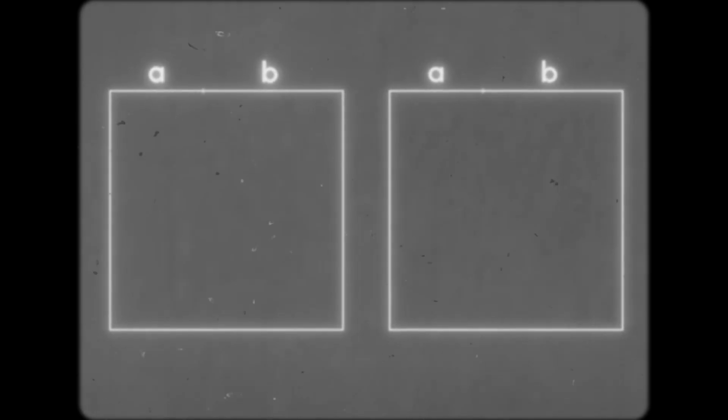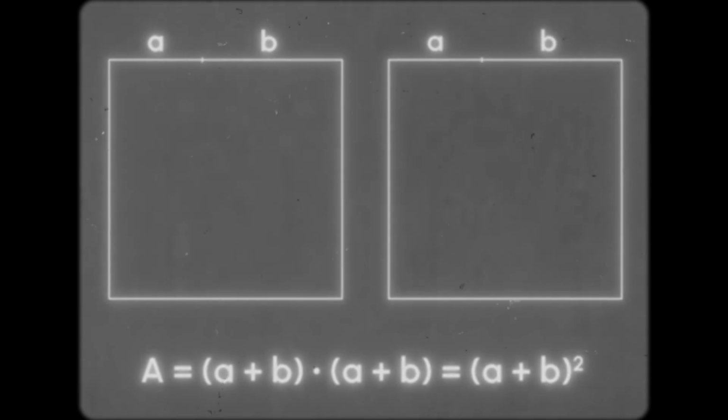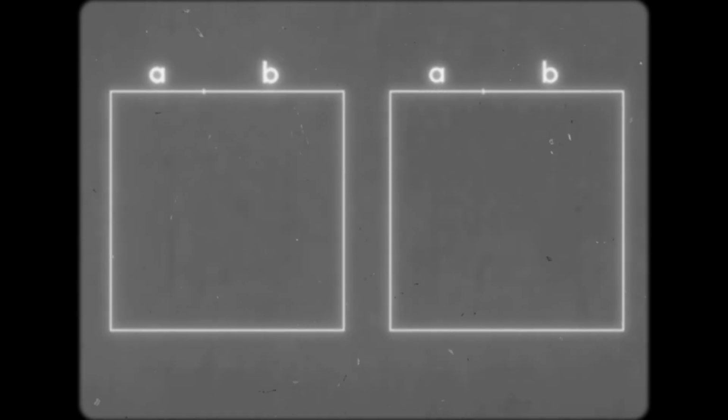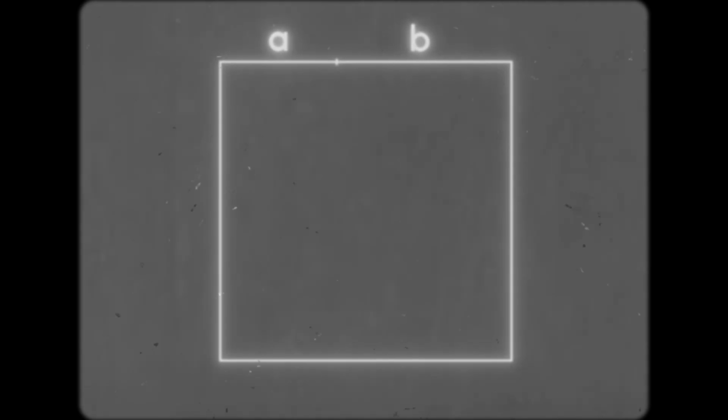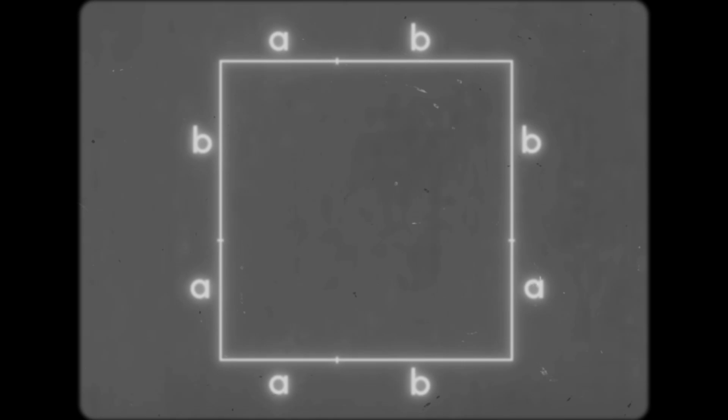Let's imagine two equal squares with a side that consists of two segments, A and B. Thus, the area of each of both squares is equal to A plus B times A plus B, or (A plus B) squared. But let's rearrange these A's and B's on the sides of the squares in a different way. On the top and bottom of the left square, A and B will be in this order as shown. And on the left and right sides, they will be arranged in that order.